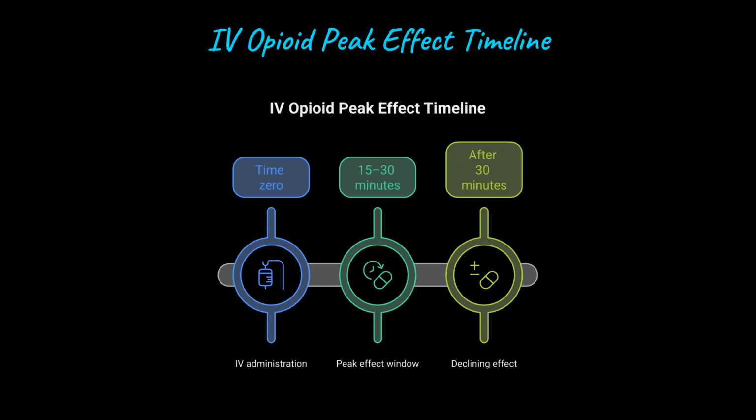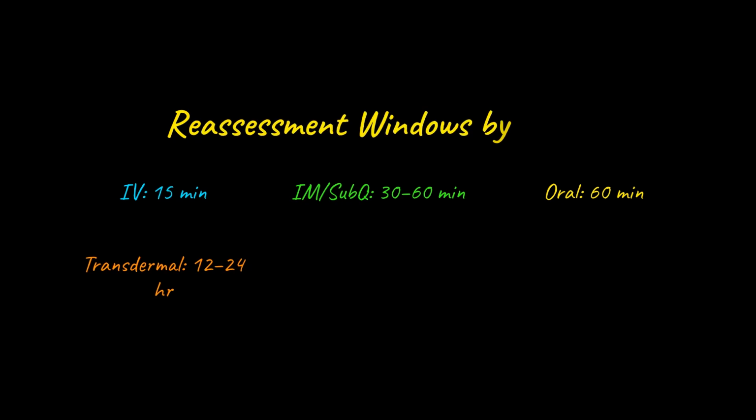Intravenous medications bypass absorption entirely, reaching peak plasma concentration within minutes. For most IV opioids like morphine, hydromorphone, and fentanyl, the analgesic peak arrives between 15 and 30 minutes after administration. A timely reassessment at 15 minutes serves 3 purposes. It confirms whether the medication produced adequate relief, catches early signs of oversedation or respiratory depression, and guides the nurse's next clinical decision. The reassessment clock changes with the route.